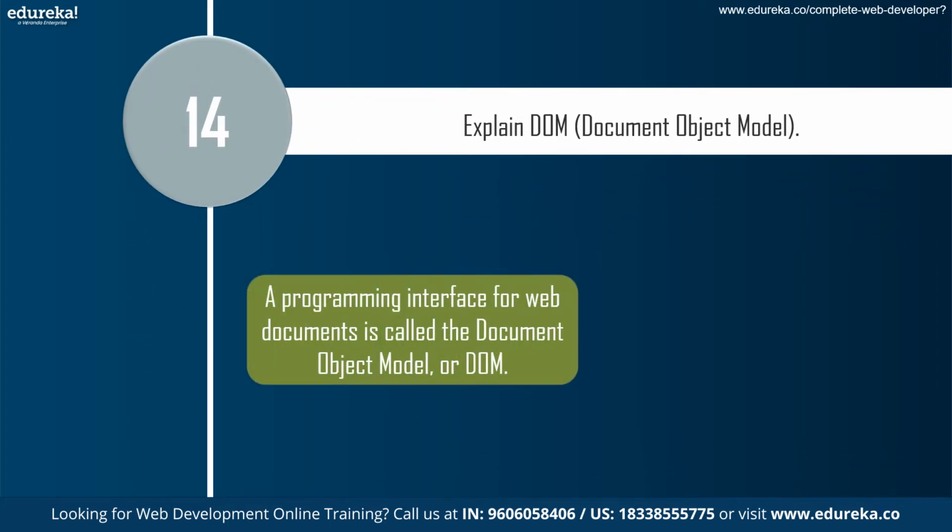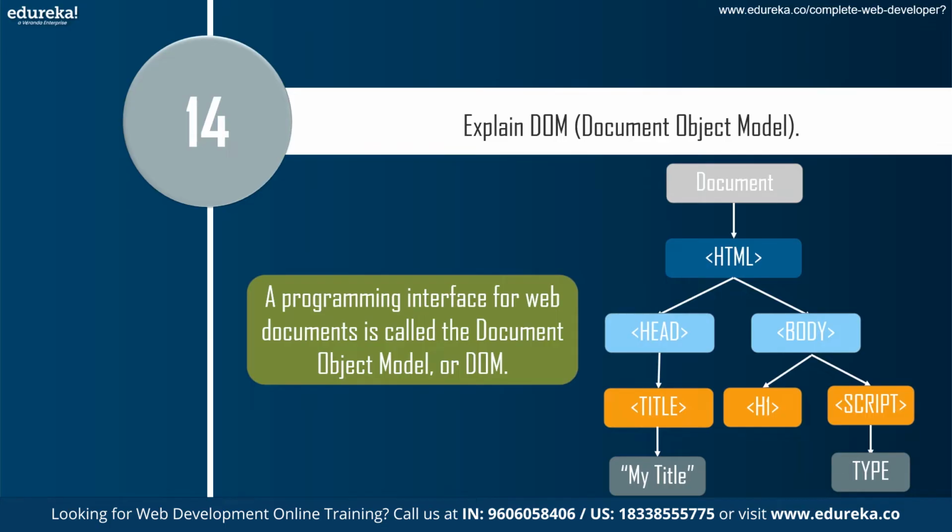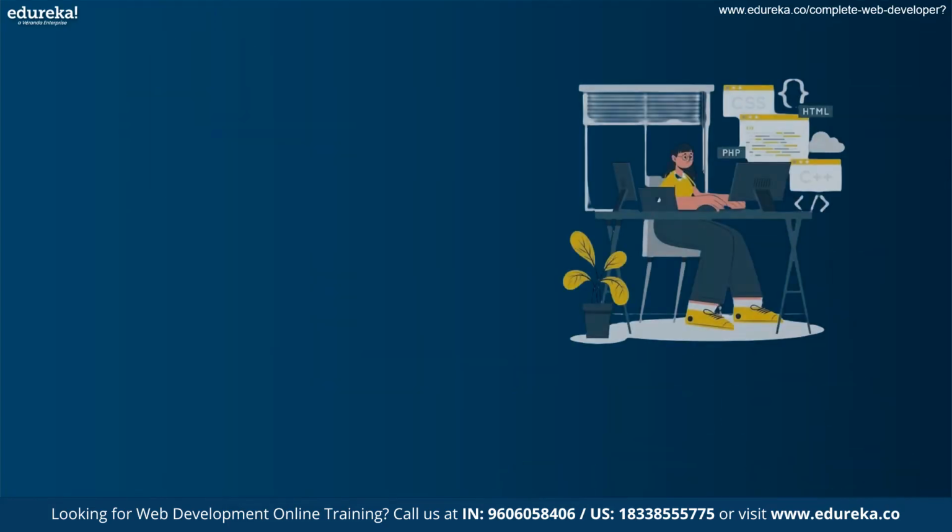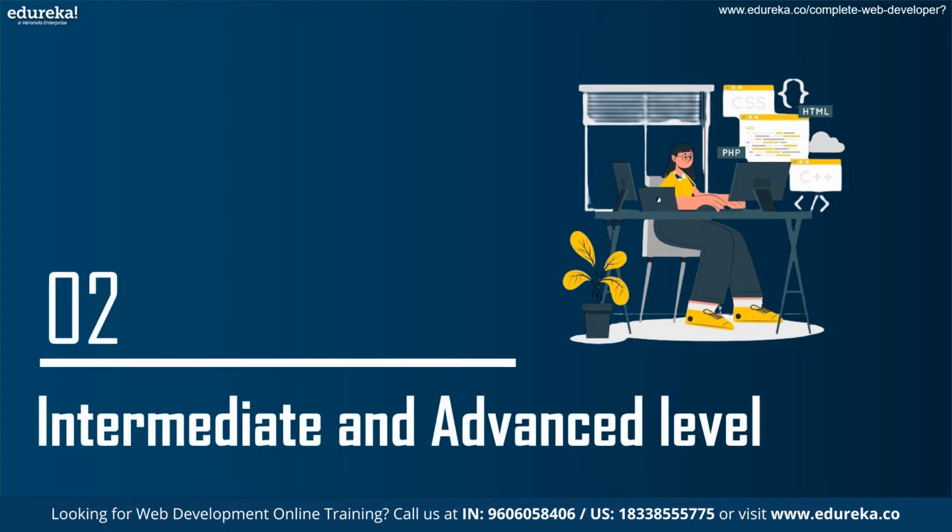A programming interface of a web document is called the Document Object Model, or DOM. It represents HTML and XML documents as a tree-like model, with each node representing an element, attribute, or text segment of the document. Now, as we move to advanced web developer interview questions, get ready for deeper technical exploration, covering both front-end and back-end expertise.